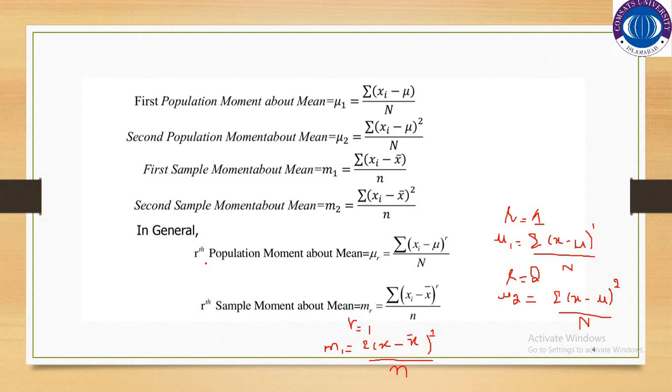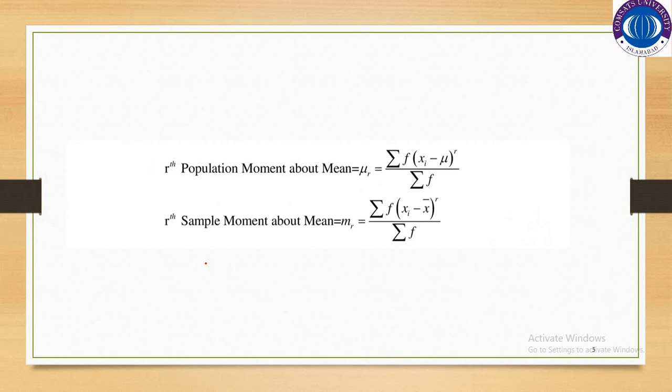Here we have discussed the formula for the ungrouped data. When the data is grouped, then obviously the formulas for the rth population moment about the mean and the rth sample moment about the mean will change. So the rth population moment about the mean will be summation f (x minus mu) whole raised to power r over summation f, and the rth sample moment about the mean will be mr equal to summation f (x minus x bar) whole raised to power r, divided by summation f. So these are the rth population moment and rth sample moment about the mean for grouped data.